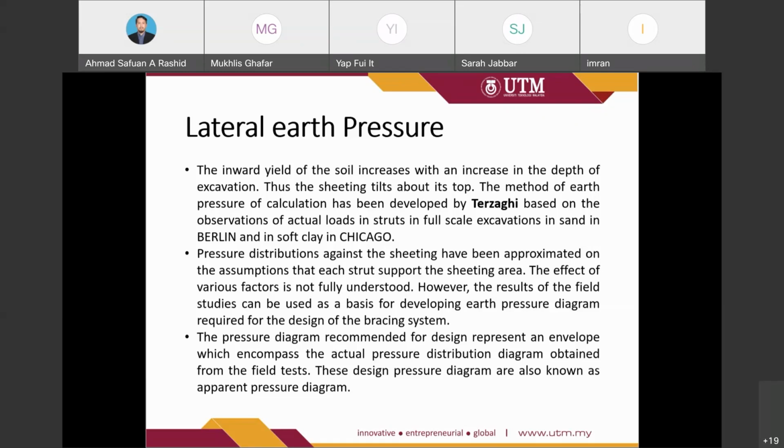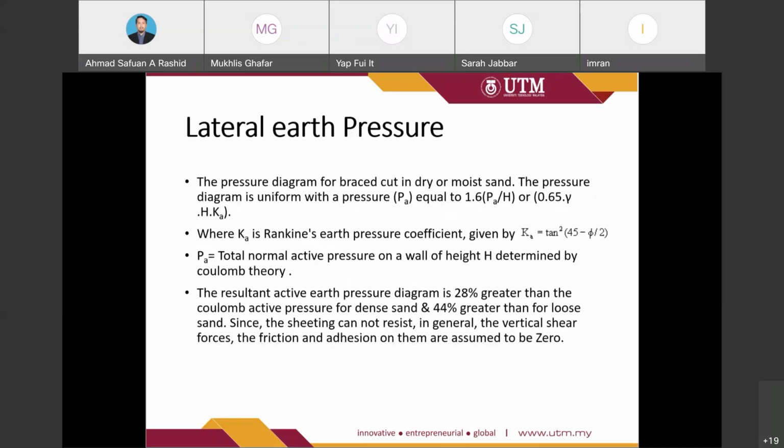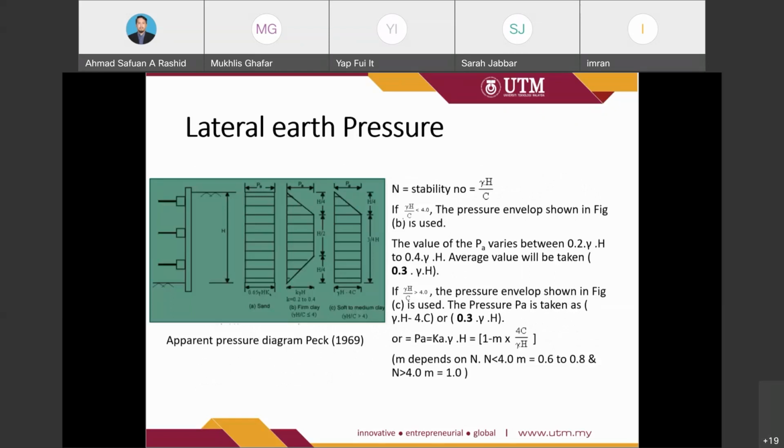The pressure diagram recommended for design represents an envelope which encompasses the actual pressure distribution diagram obtained from the field test. These design pressure diagrams are also known as apparent pressure diagrams. So this is the apparent pressure diagram, which has been discussed in detail by Peck in 1969 after Terzaghi.